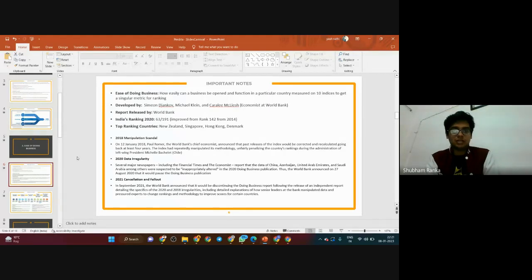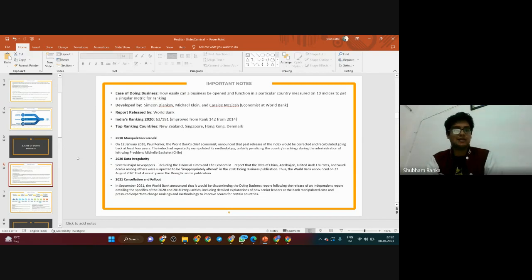Ease of doing business is a metric wherein you can understand how easy it is to open a business in a particular country, and how easy it is to function that business in that country. It measures around 10 to 12 indicators to get that single metric for ranking. That number keeps increasing. In 2020, I think it was only 8 to 9, then it increased by one more indicator, and it keeps increasing whenever they find more important metrics to include in the ranking. It was developed by 3 economists from the World Bank.